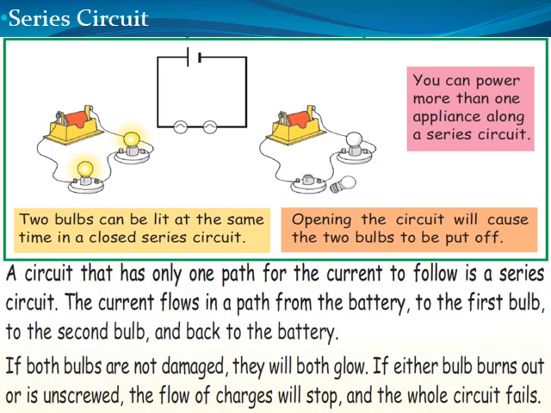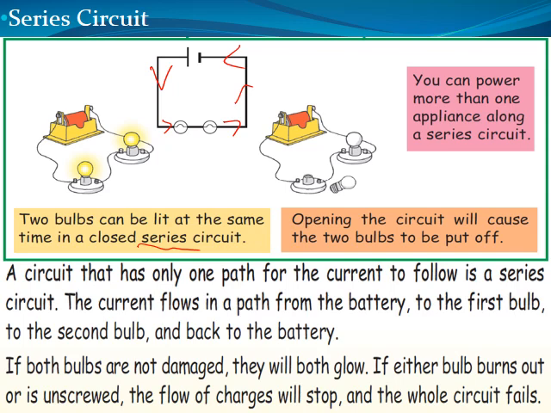A series circuit. When can two bulbs be lit at the same time in a closed series circuit? Now we can start with the series circuit. What is a series circuit? A circuit that has only one path for the current to flow. This is called a series circuit. We have only one path for the electric current to pass through.